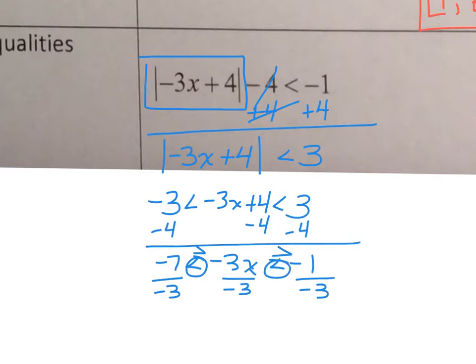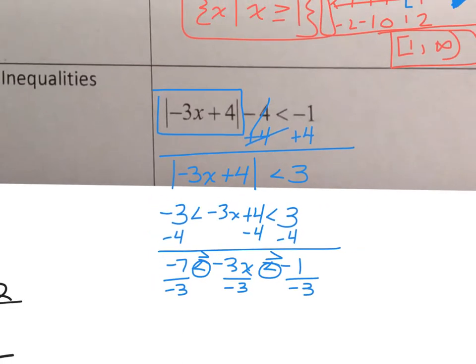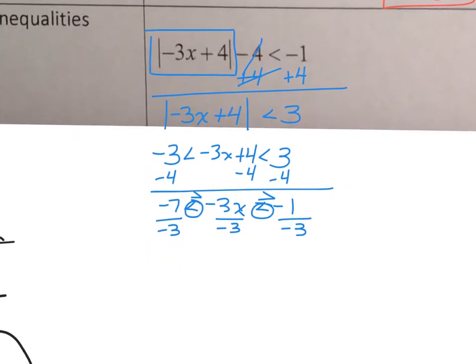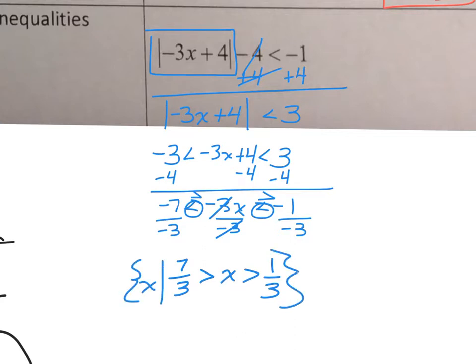So all the signs get turned around. They're going to point back the other direction. These will cancel now. So here's an answer for us. We'll have 7/3 is greater than x is greater than 1/3. So I have the set of x such that that is the case.